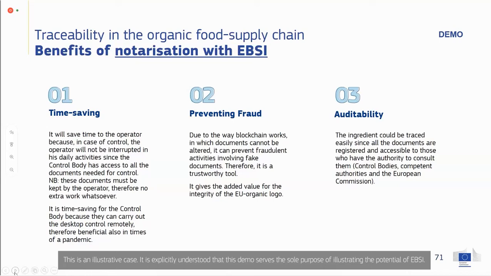Fraud preventing, as we have seen that the blockchain, the way it works, its nature, it prevents documents from being altered. Therefore, it prevents fraudulent activities like fake documents, etc. This is very important to enhance the consumer trust in the EU organic logo. And then another benefit is its auditability. We have seen how all the information being registered and notarized on the system can be verified. Every ingredient can be traced, so it is transparent, easily to follow, and everything is verified.